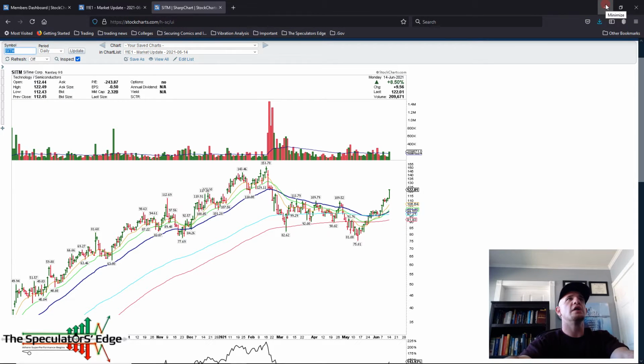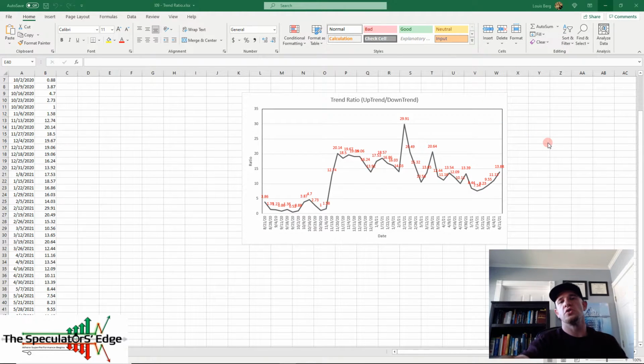So let me go ahead and just back out of this real quick. And what we're going to do is I'm going to give you this treat. These are my ratios. These are only a few of my ratios. I have several other ratios that are in development, but this one in particular is the trend ratio.